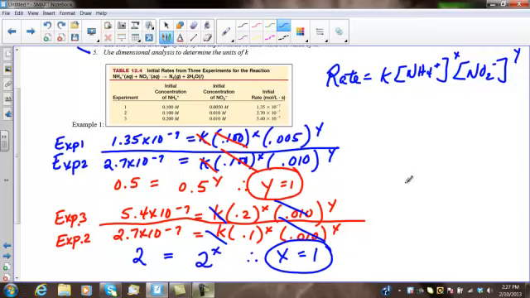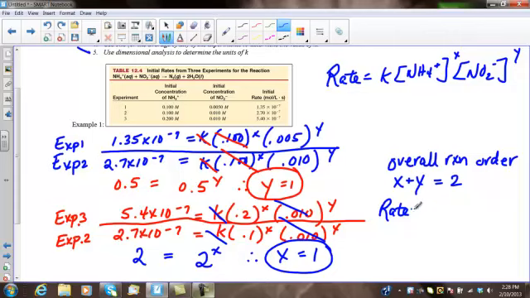So, a couple of things. We can figure out the overall reaction order. The overall reaction order is the sum of the exponents, which I taught you in the previous lesson. So that's going to be X plus Y, which is going to be equal to 2. And we know that the rate is first order in each reactant. So the rate equals K times the concentration of NH4 plus times the concentration of NO2 minus.